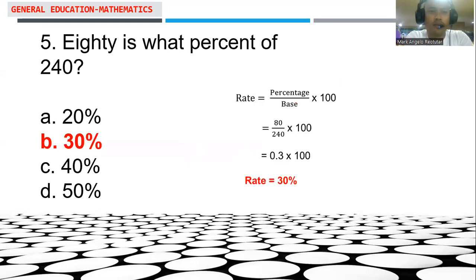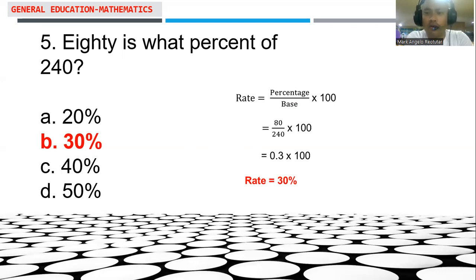The fifth item is what percent of, or 80 is what percent of 240? Now, how do we answer this one? 80 is what percent of 240? So in this particular case, we are actually getting the value of the rate because we are looking for the percent value. Okay, 80 represents the percentage while 240 represents the base.